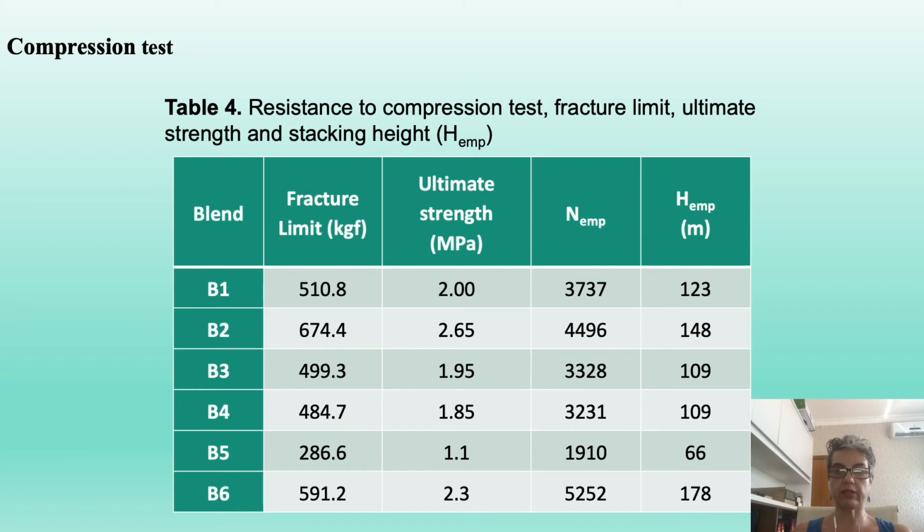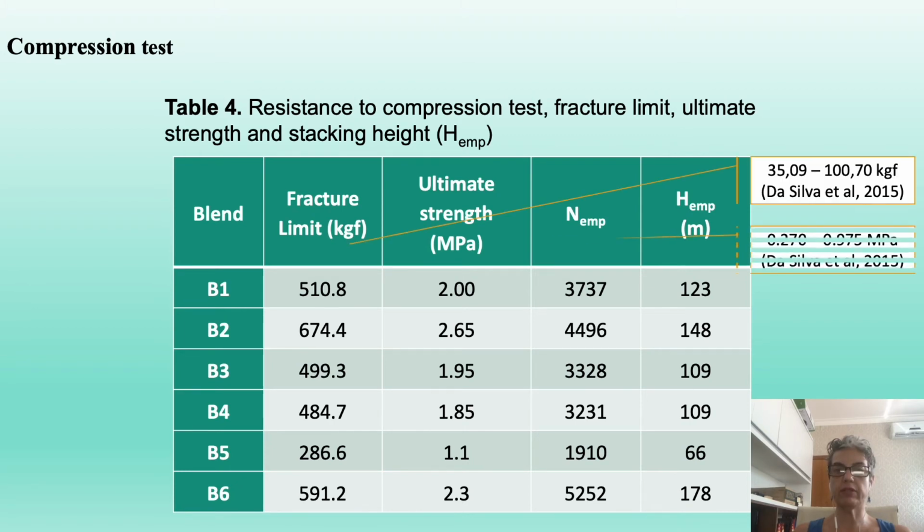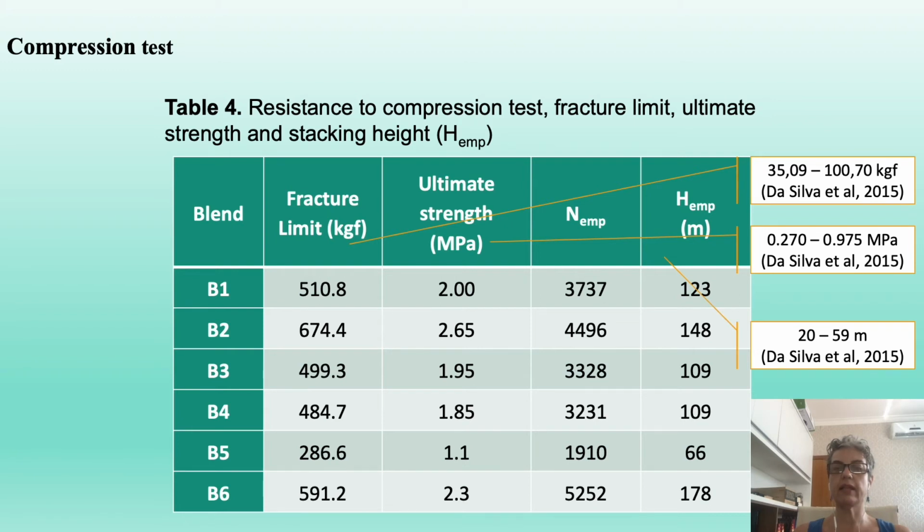Compression test. For the compression test, when we compare with the literature, we saw that we obtained values for fracture limit, ultimate strength, and maximum stacking rate higher than those found in Da Silva 2050. For 100% materials, blend 6 presents the highest values. For the blends, we saw that B2 presents the best result.